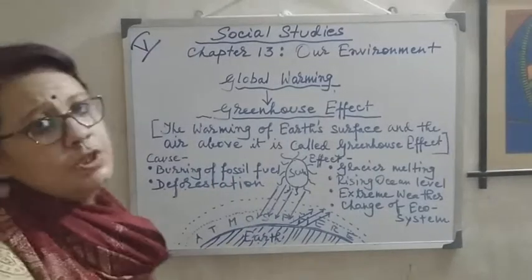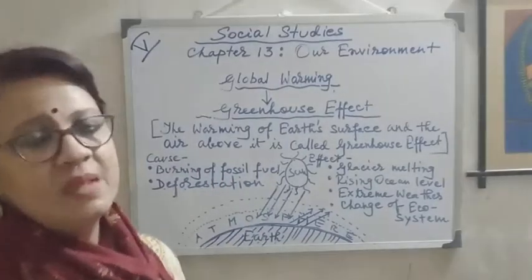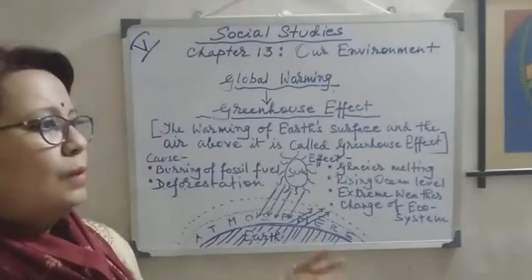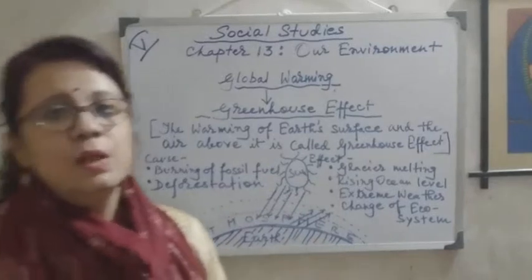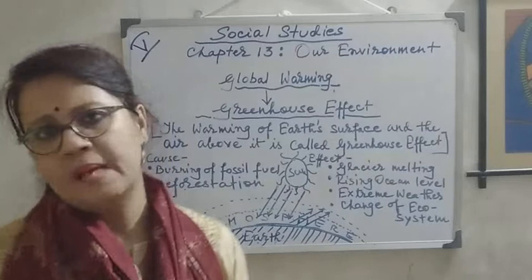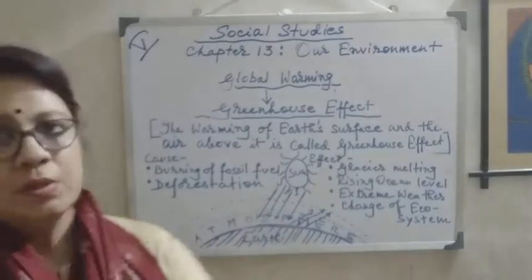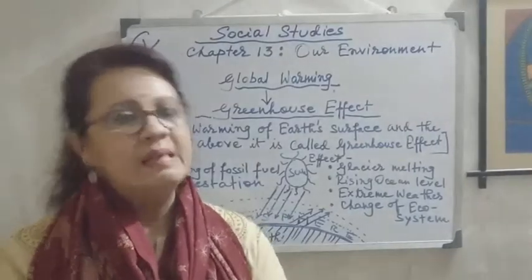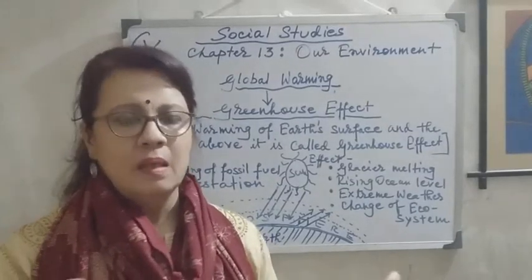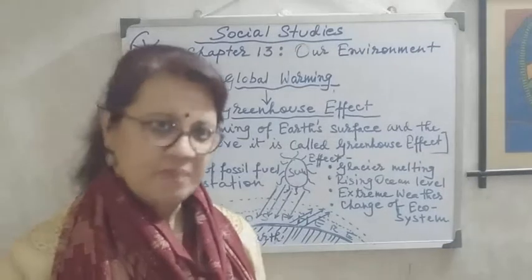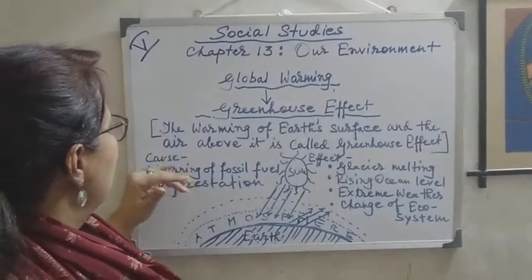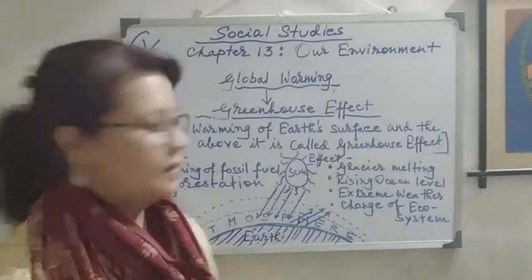And deforestation too. What is deforestation? Cutting of plants. We cut plants to clear the forests for human settlements. As our population increases day by day, for human settlement, we cut the forest and clear it and make buildings, bridges and roads. Okay, so this is deforestation, and deforestation and burning of fossil fuels cause the greenhouse effect.